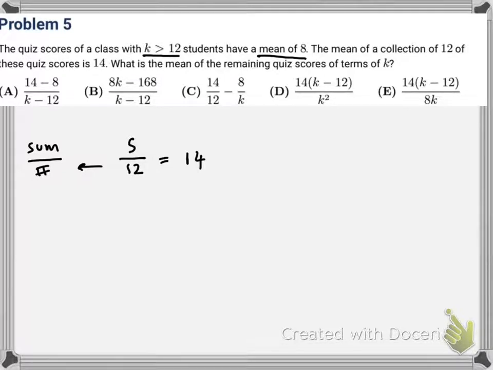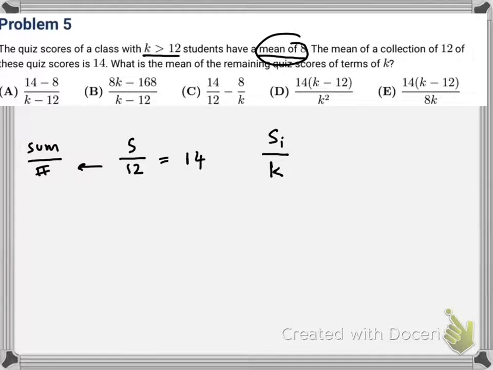Well, the total score in the class is going to be 8K. And I know this because when I set up my initial mean, I say that the initial sum is divided by K greater than 12 students. So here we go.